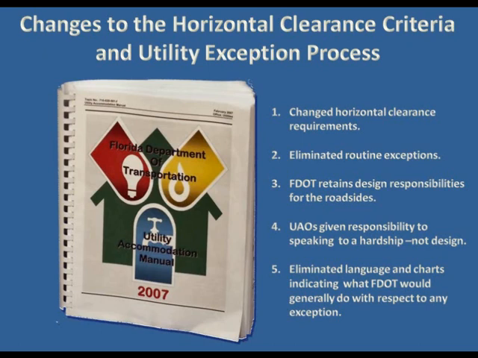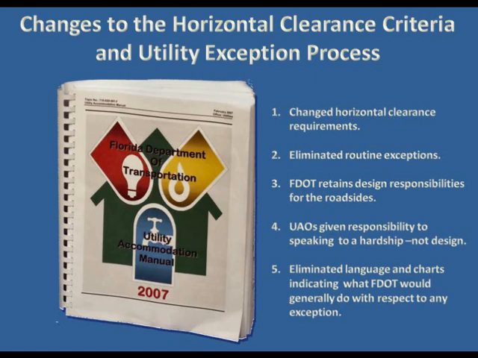It had 13 charts and graphs in there that allowed us to make decisions and basically spoke to when we would generally approve an exception. And we had utilities doing design work and designers evaluating hardships on utilities. And there's a lot of utility exceptions that we got routinely. We just approved. I think one year we got about 165 up here that we just rubber stamped and sent on out. So we said there's got to be a better way.